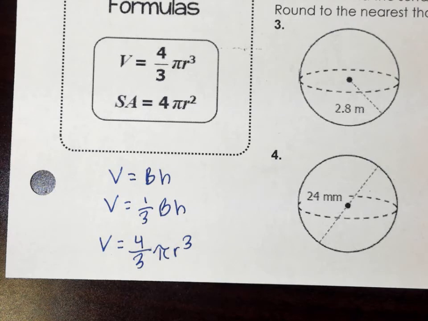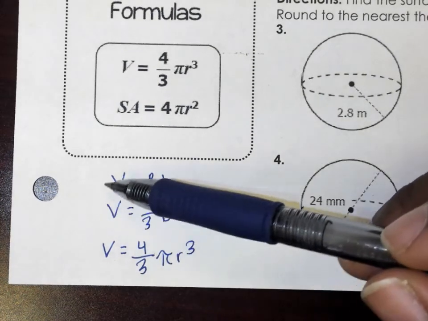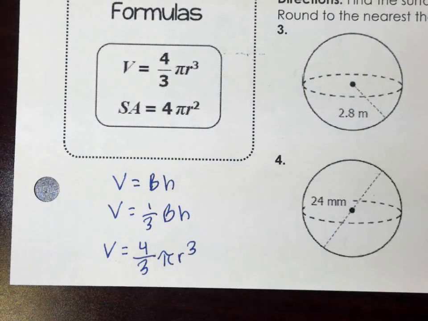Those go for about 7, 8, 9 shapes. I don't know how many. Well, probably more than that. You got to be able to recognize which one goes with which, because they will not label it for you. It ain't going to say out to the side of this formula, sphere. It ain't going to say out to the side of this one, prism. You got to know what to use for what.